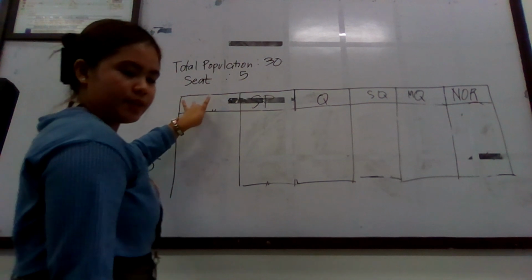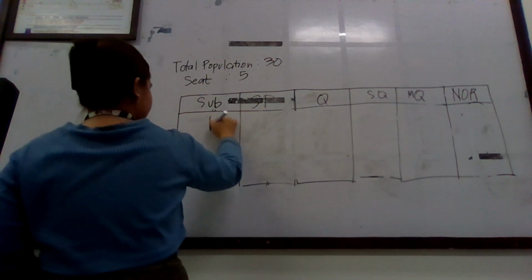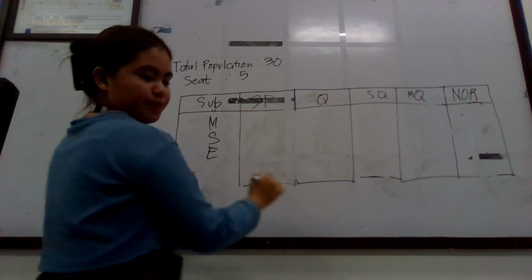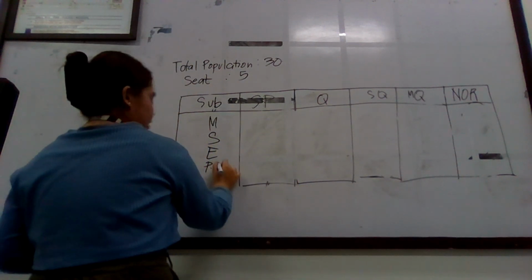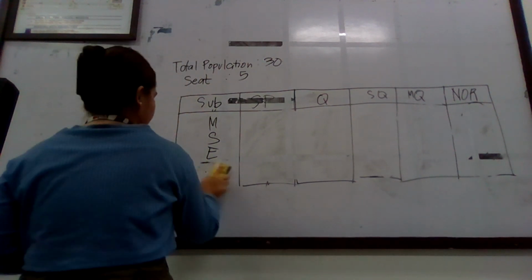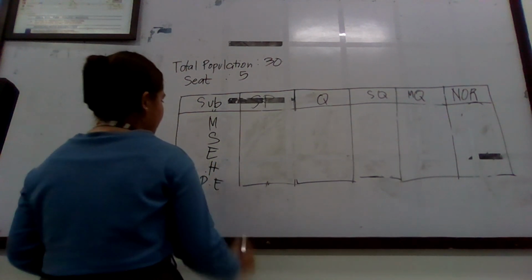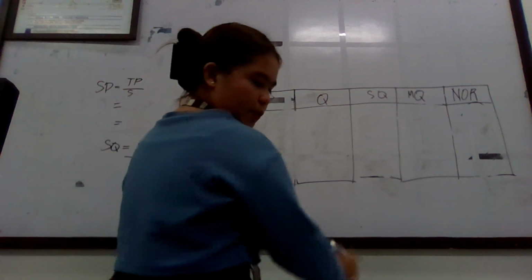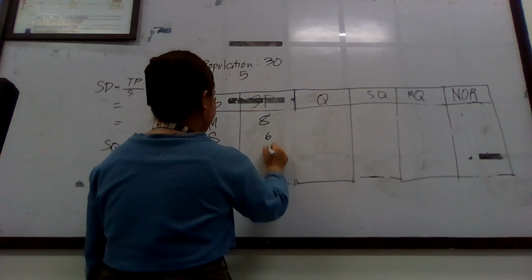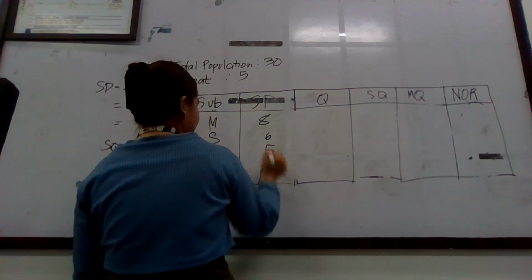Let us identify the subjects. So we have mathematics, science, English, PE, history, and PE. So our state population for mathematics, we have 8. For science, we have 6. For English, we have 5. History is 1. And PE is 10.